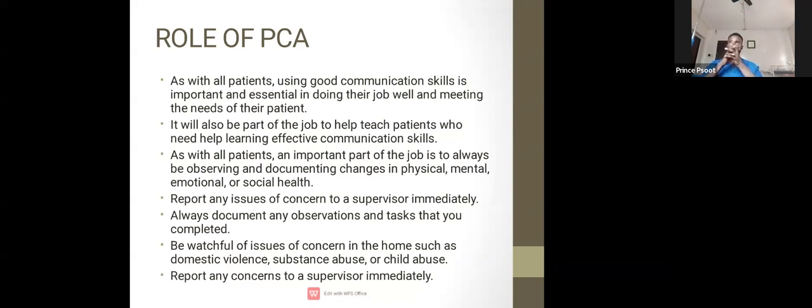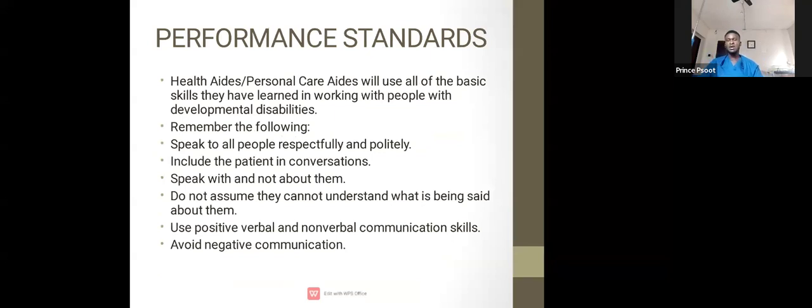Please don't take chances. Don't also make assumptions. If there's anything that happens that causes a change, you report immediately. Always document any observations and tasks that you have completed. Be watchful of issues of concern in the home, such as domestic violence, substance abuse, or child abuse, then report any concern to a supervisor immediately.